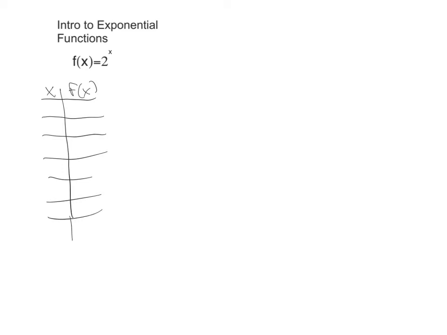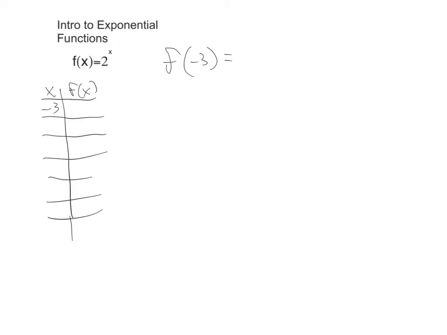Before we talk too much about this, let's make a little table. We'll choose some x values, and then we'll have our outputs, the heights associated to each of those x values. So we're going to pick some points to plot. Let's start with -3. We're going to plug in f of -3.